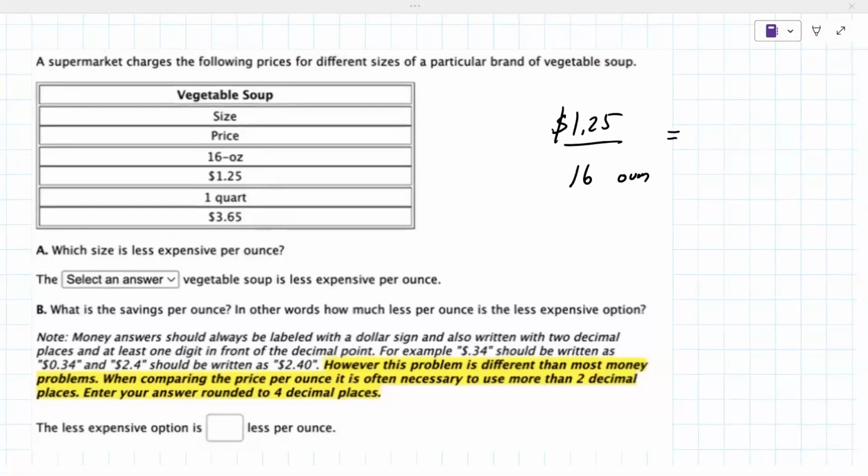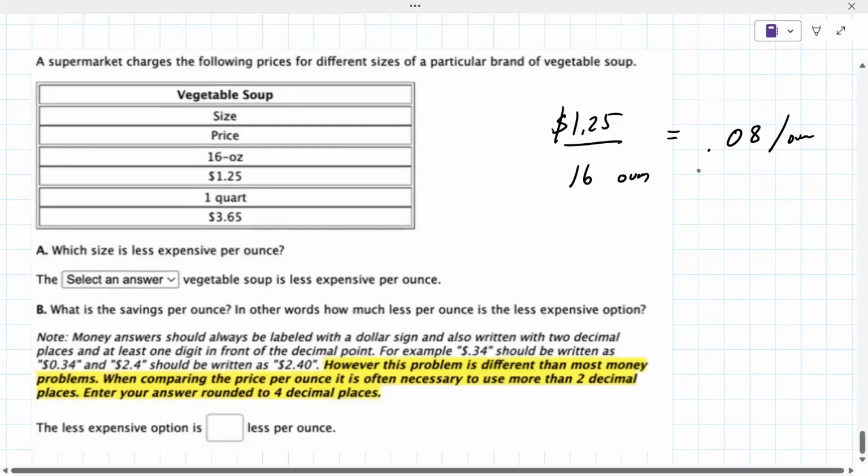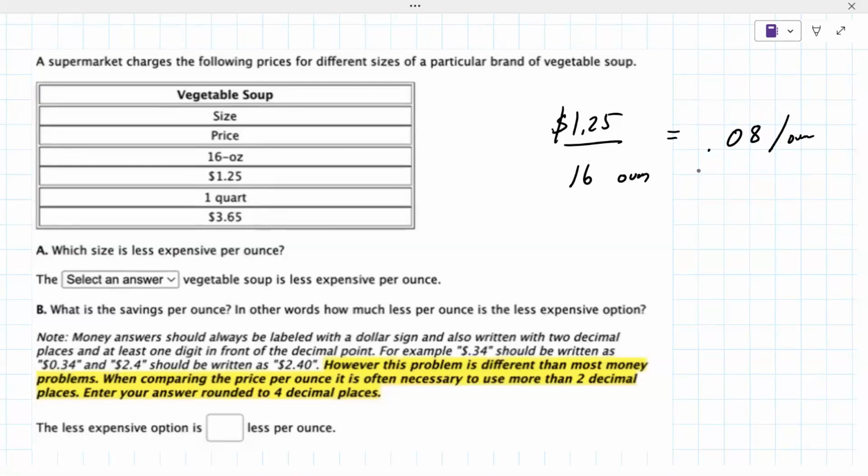So if you divide those, 1.25 divided by 16, you get 0.078, so maybe 0.08 per ounce. What do you round to? Yeah, you leave money at two decimal places. For the quart, we need to go quart to ounces. So again, we're probably looking at that conversion sheet.